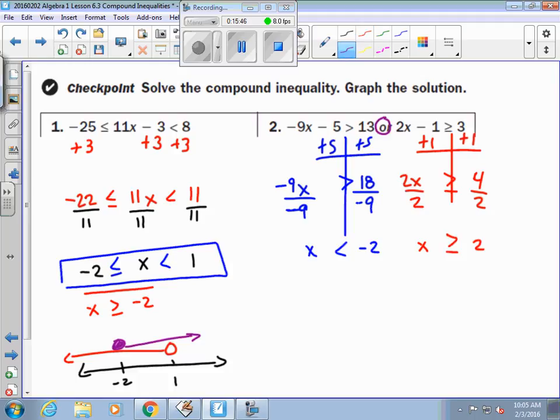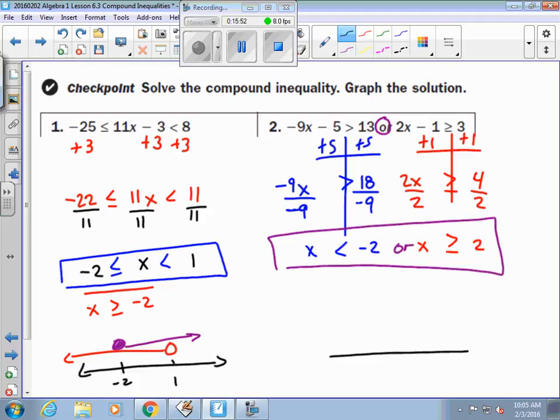This is an or inequality, so or goes right in the middle of them. X is less than -2, or X is greater than or equal to +2. -2 and +2. Less than -2, open bubble. Greater than or equal to, closed bubble, 2. Everything to the right.